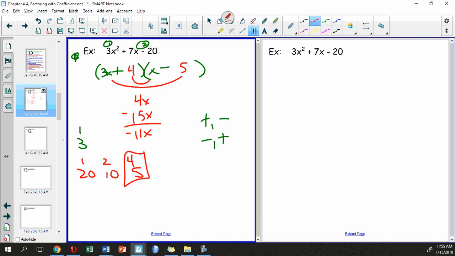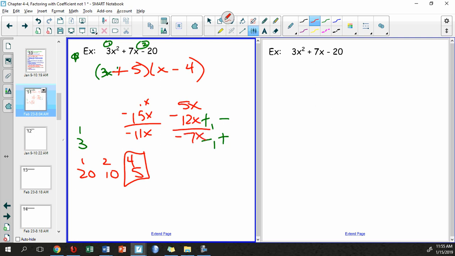So what should I do with my 4 and 5? Swap them. So this is going to give me a 5x, and this is going to give me a negative 12x to give me a negative 7x. Is that what I wanted? What do I need to do now? Flip your signs. So this is going to be a plus, and this is going to become a minus. Now it's done.